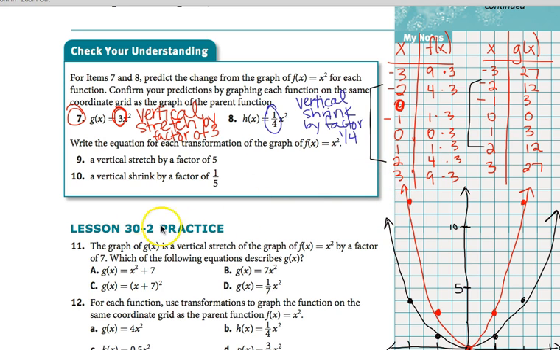All right, almost done. Write the equation for each transformation of the graph f of x equals x squared. So vertical stretch by a factor of 5. So that means they're telling you that the a value is 5. So if we want a transformation, we could just make this one g of x equals. The a value has to be 5, so we would just write 5x squared. Vertical shrink, that means it's telling us the a value is going to be between 0 and 1. Factor is 1/5, so we just write 1/5 x squared. Those ones are super simple.